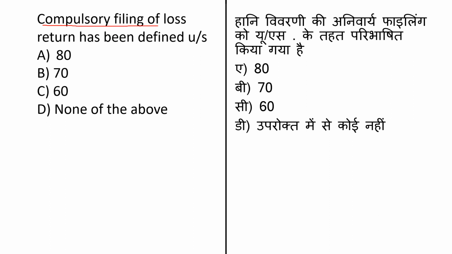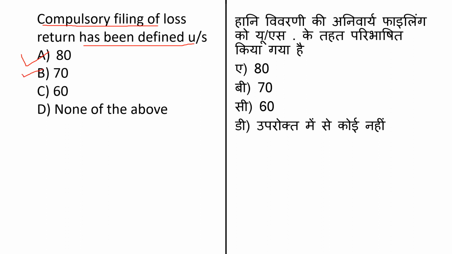Compulsory filing of loss return has been defined under section. Here they ask you about a compulsory filing of loss return, which is given under section. For this the options given are section 80C. The section 80C is one of the most popular and a favorite section among the taxpayers because it allows the taxpayer to reduce the taxable income by making a tax saving investment.